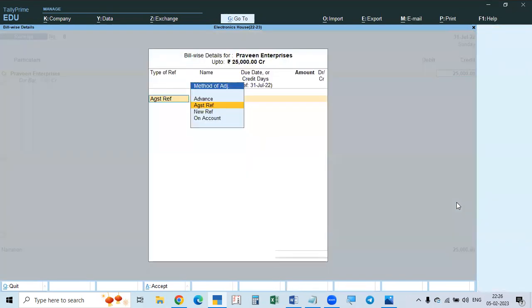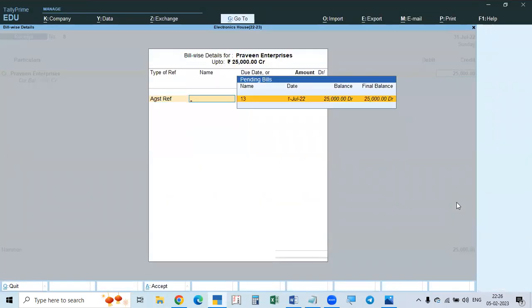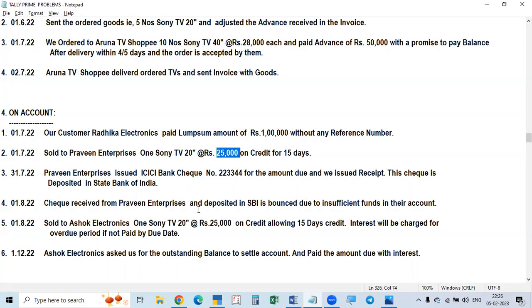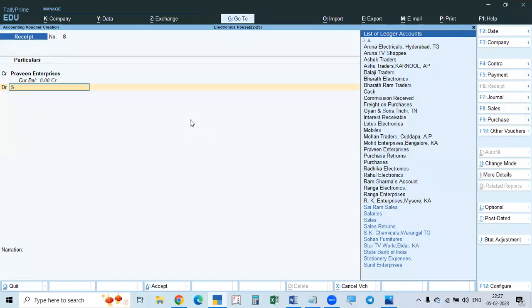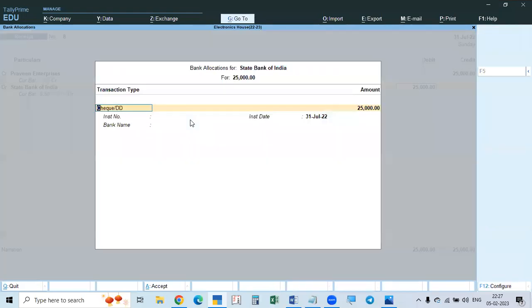So here against reference is there because we entered a new reference. Now we are receiving against that amount, against reference 13, 25,000 rupees. And what did we receive? We did not receive cash. We received a check. So State Bank of India, 25,000. We have to give the details.